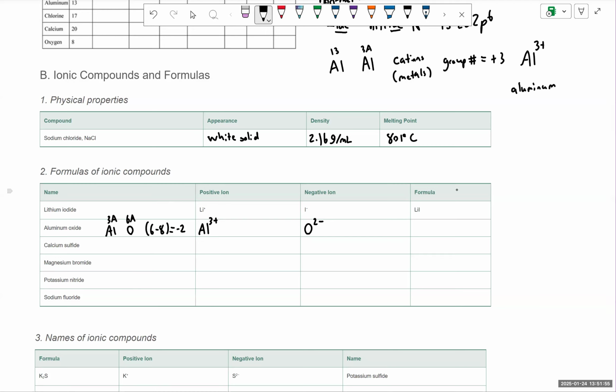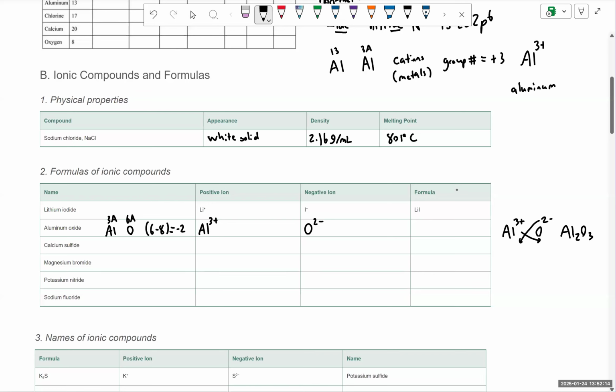In order to calculate the formula, a fast way to do that is you take the charge for each ion and you cross it into the opposite ion's subscript. So that gives us Al2O3.